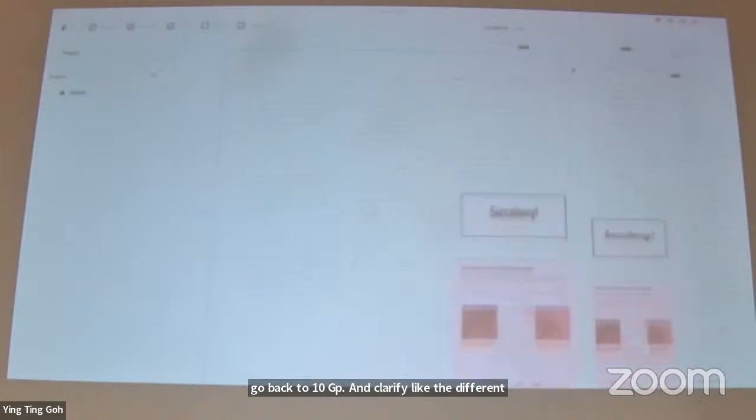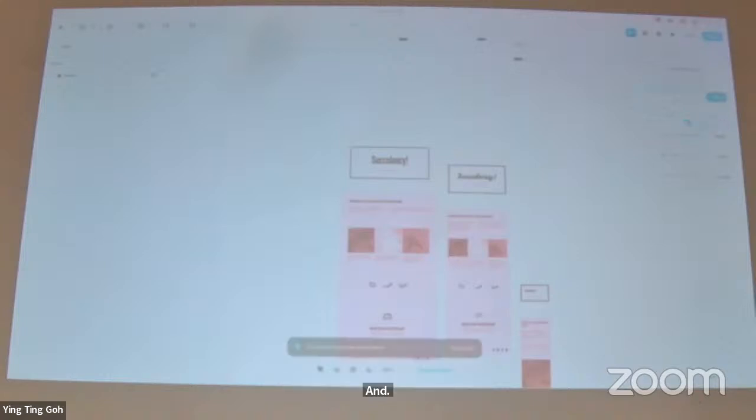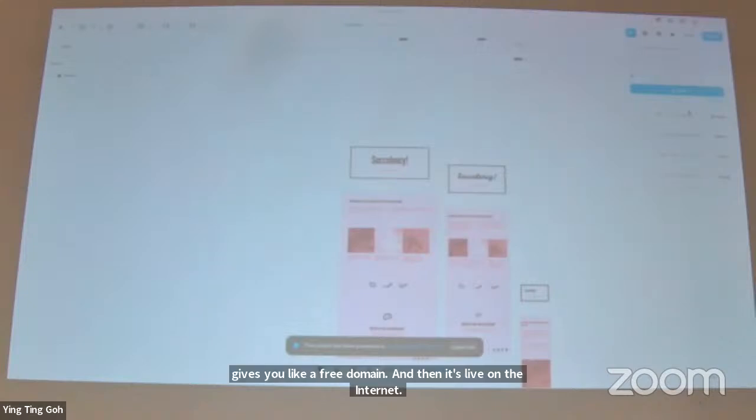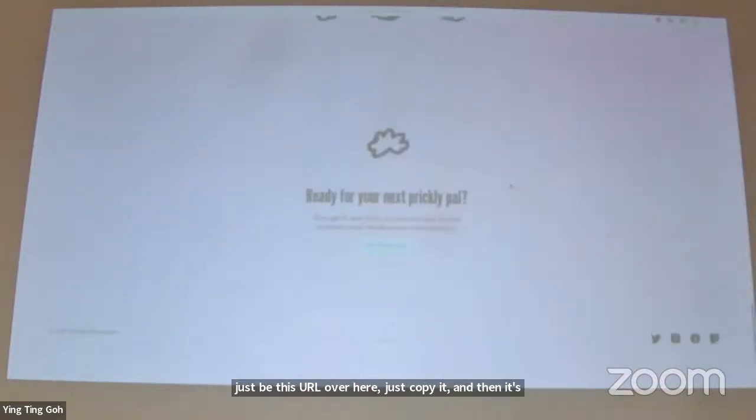How Framer typically works is, if you just click publish here, it gives you a free domain, and then it's live on the internet. So you can come up with something unique. If my name is Anya Likita, I'd go with Anya's portfolio, Anya's design portfolio. It's likely that it may not be taken. So it will just be this URL over here. I'll just copy it, and then it's actually live here. I can start scrolling this website immediately.